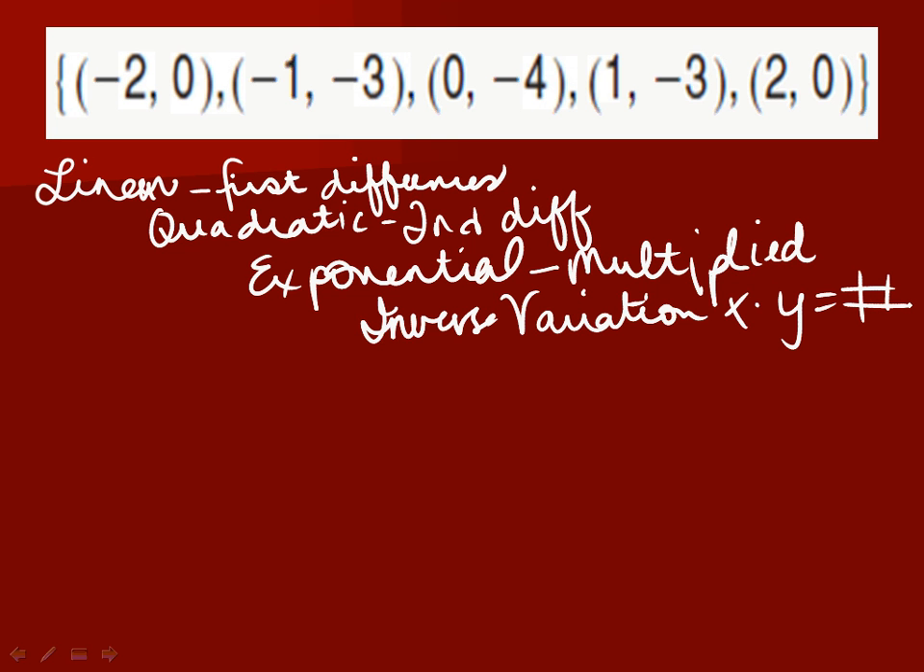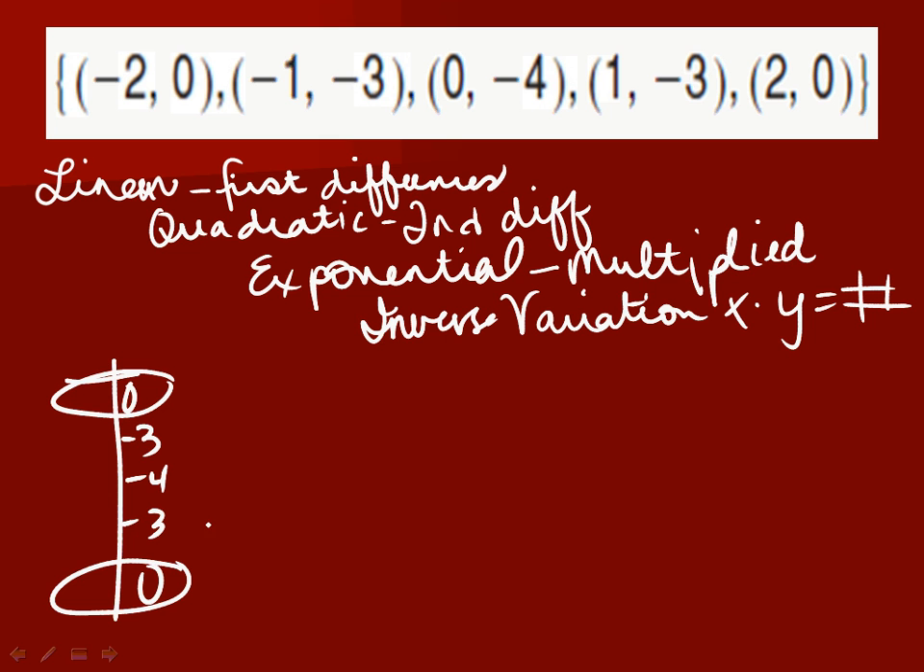All right, is this linear? No. Is it quadratic? Yes. If you look at it, it's actually really easy because you see 0, -3, -4, -3, 0. Check this out. X-intercept, x-intercept. What's this guy right here called? The y-intercept and the vertex.